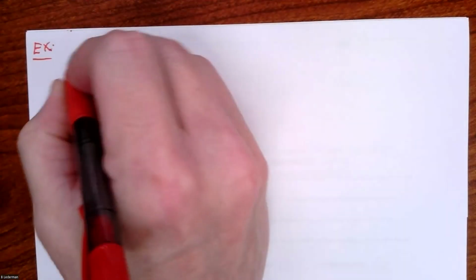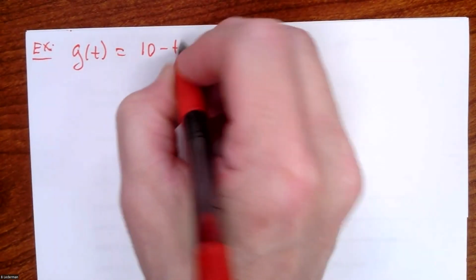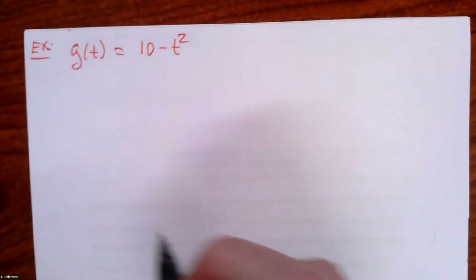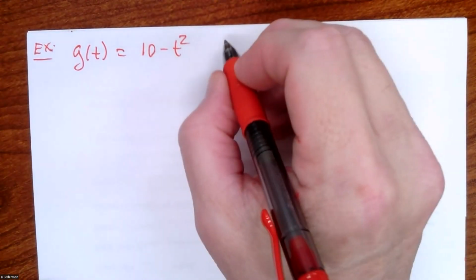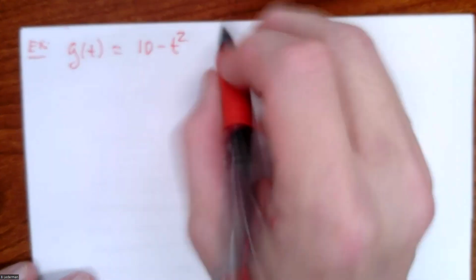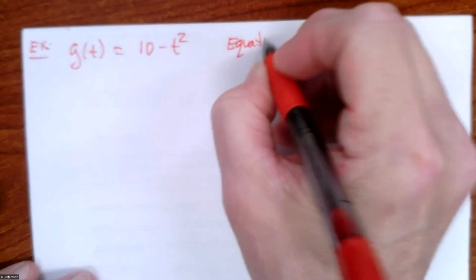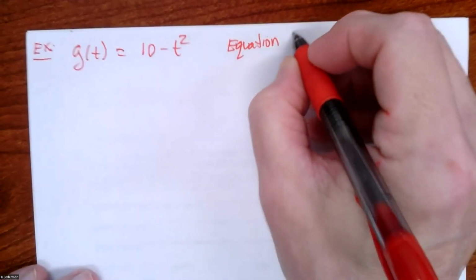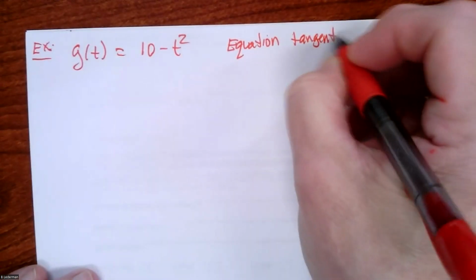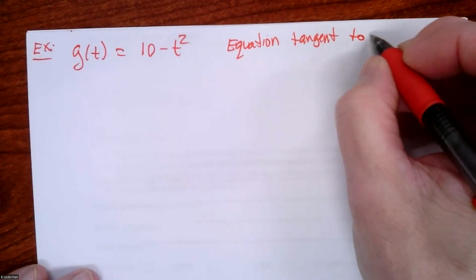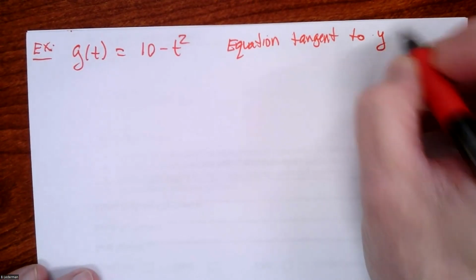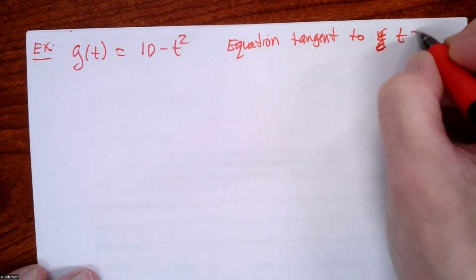Now we're going to look at a different problem. Let's say we have a function g of t, and g of t is equal to 10 minus t squared. And what I want to do is find not just the derivative, but the equation of the tangent line at the point, I'm sorry, t equals 2.